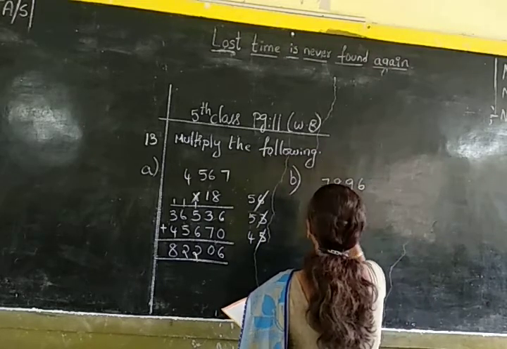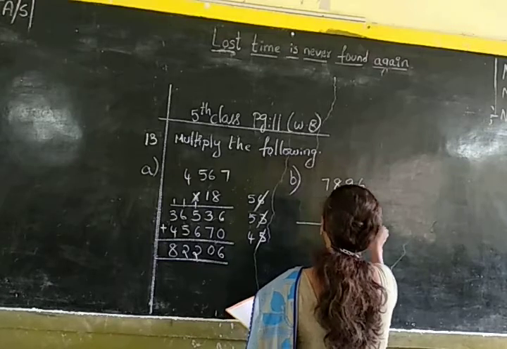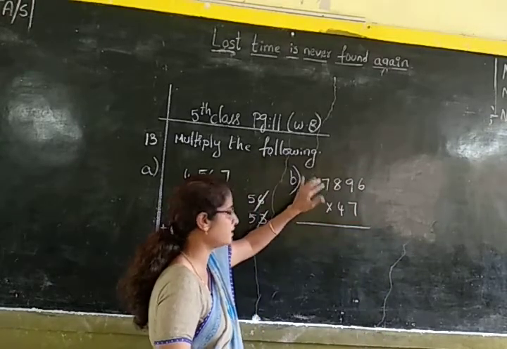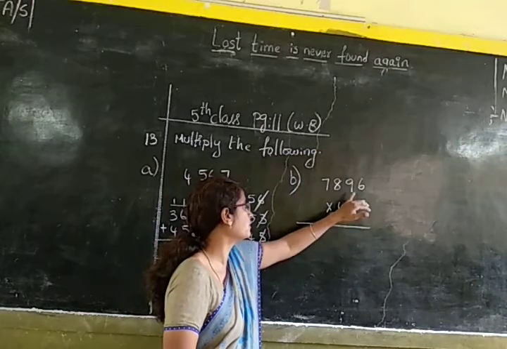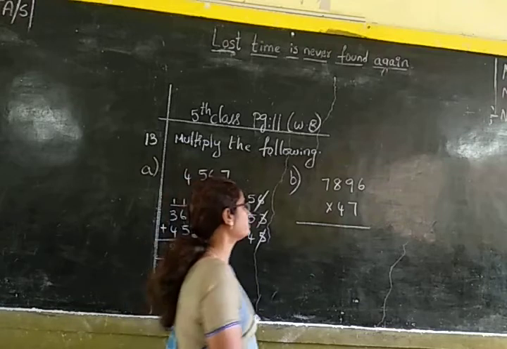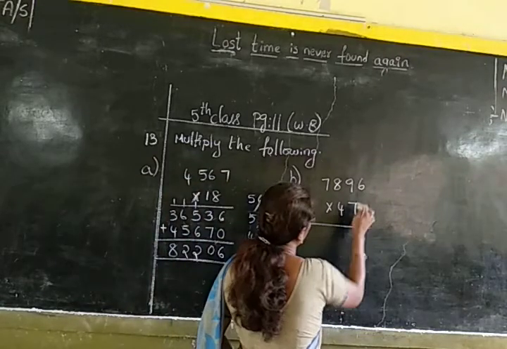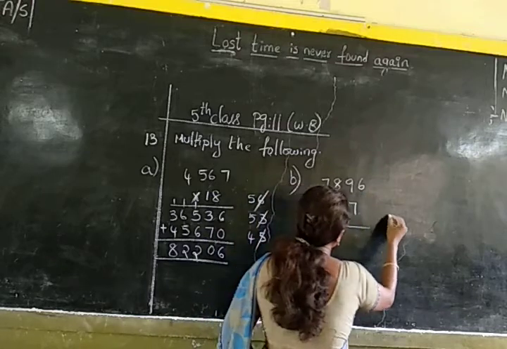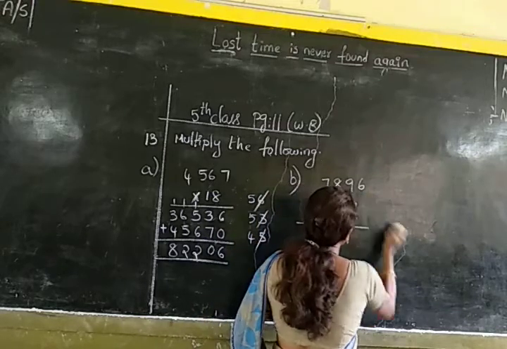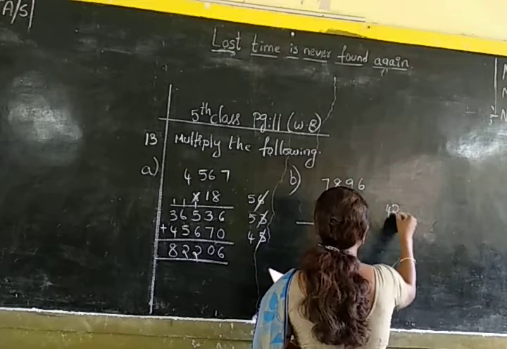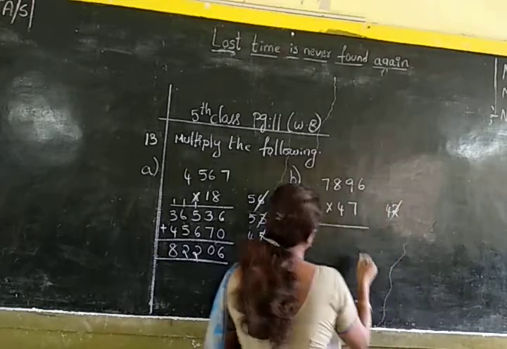7896 into 47. Now what do I have to do? First I multiply the whole number with 7 and afterwards I have to multiply the whole number with 4 and add both the answers. So first I multiply the whole number with 7 and start multiplying from ones place. 7 sixes are how much? 7 sixes are 42.